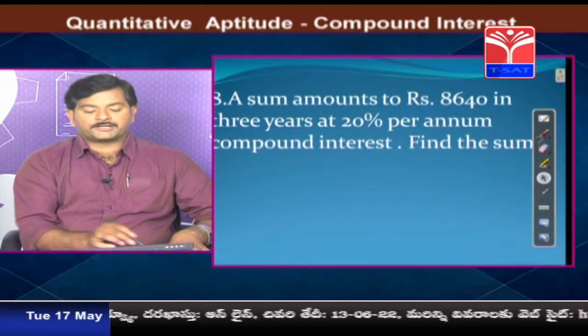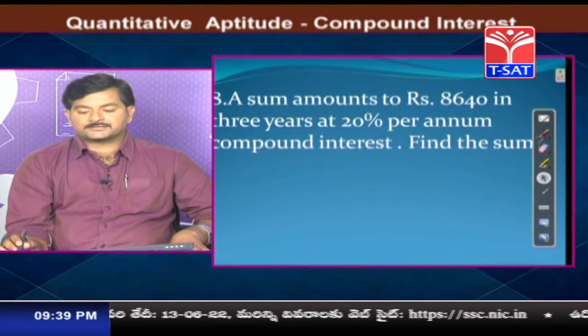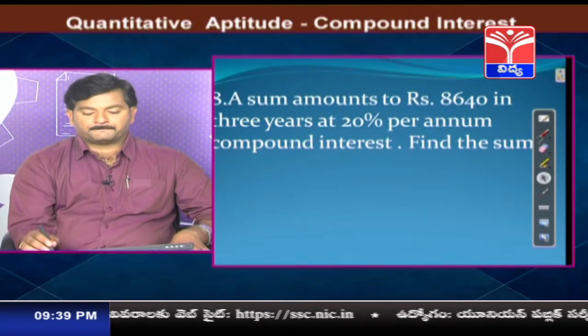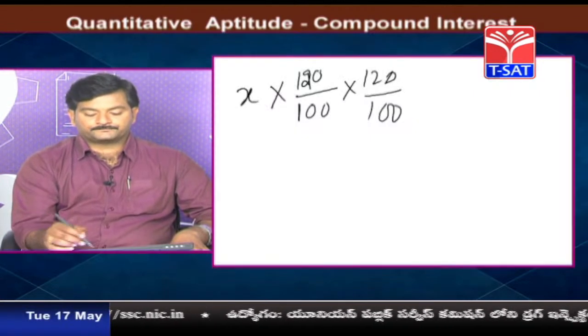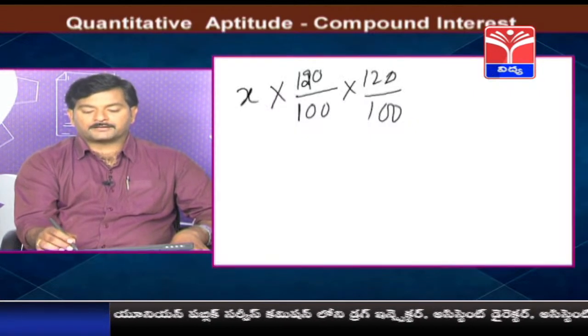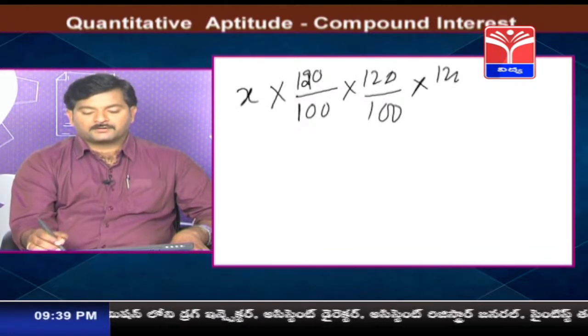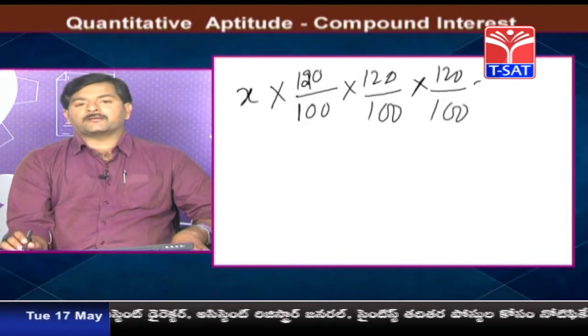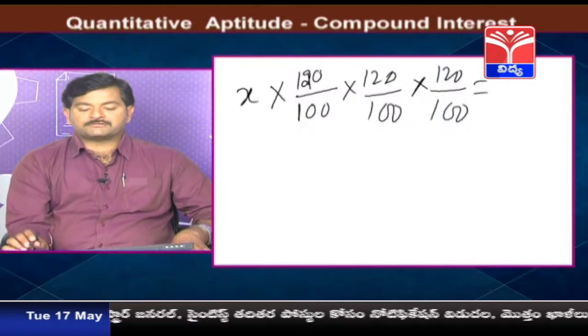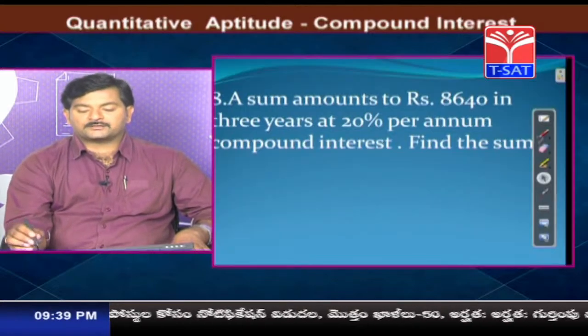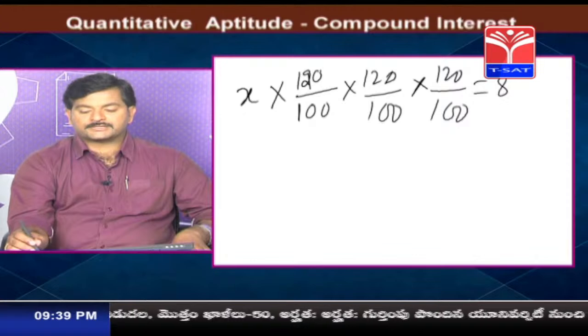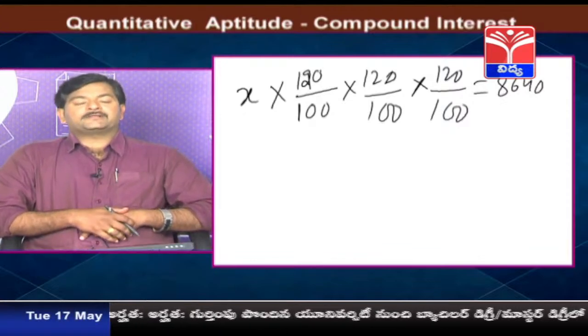For how many times should we take it? We should take it for 3 years. Again 120 by 100. If I do it like this, I will get the amount. Total amount given is 8,640 rupees.